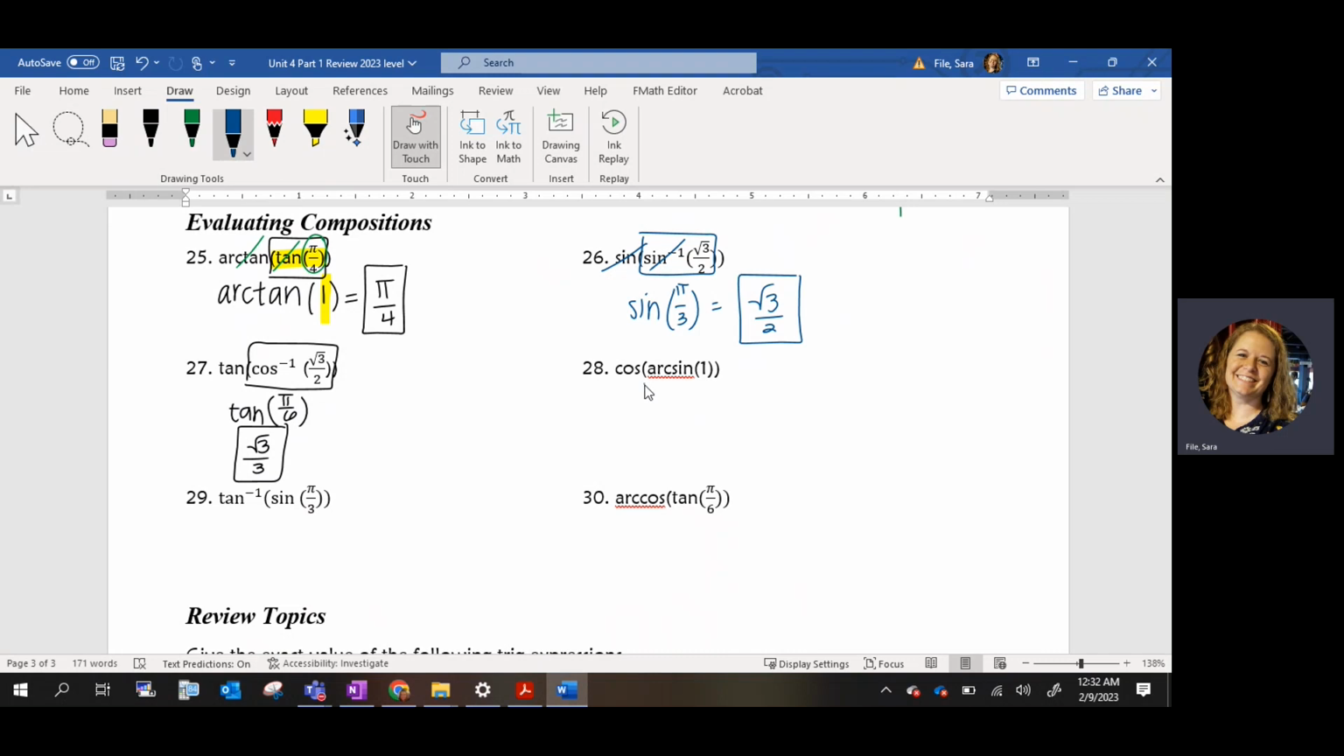Okay, here, work inside out. I'm going to do arc sine of 1. So where is the sine value +1? And that's at pi-halves. And then I've got cosine of pi-halves. So at the pi-halves angle, the x value, the cosine value, is 0.